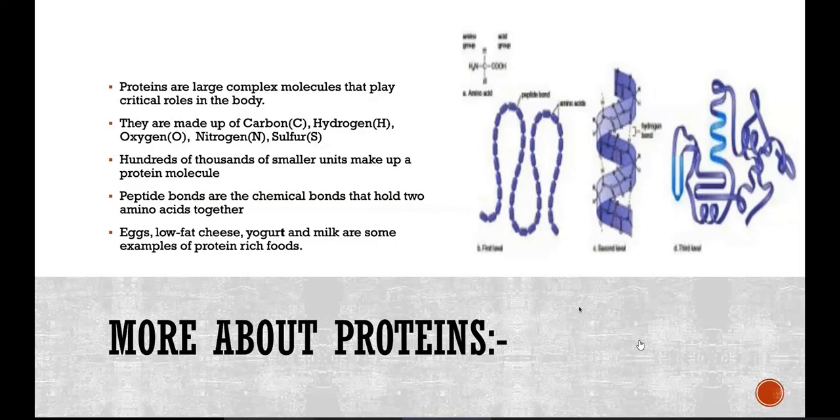Now, there are certain things that you have to know before watching the experiment, one of which is the structure of the protein molecule. As we all know, a protein structure contains a long chain of amino acids bonded together. The bonds that attach the amino acids together are known as peptide bonds, and this is what the Biuret reagent is going to be detecting in the experiment. Some protein-rich foods that can be tested are eggs, low-fat cheese, yogurt, milk, as well as meat, chicken, and tuna. All of these are very high in protein.